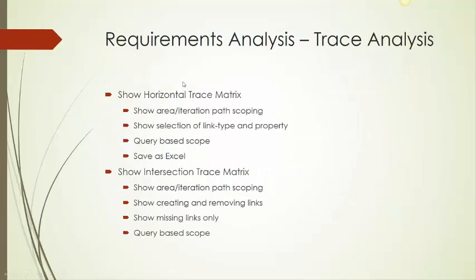We will look at the horizontal matrix, in which we will look at how scoping is done, which work items should be in the traceability matrix. We'll look at selecting link types and properties. We'll also look at an alternate means of scoping, and we'll look at how you can save as Excel and get the same information in an Excel format.